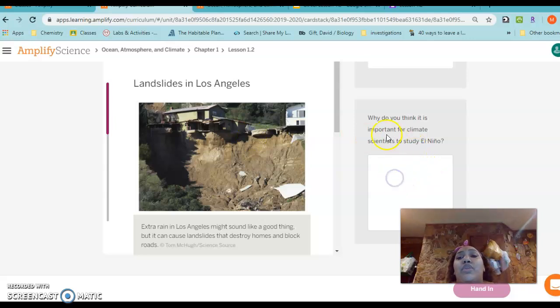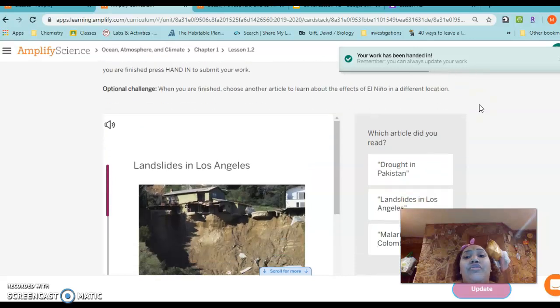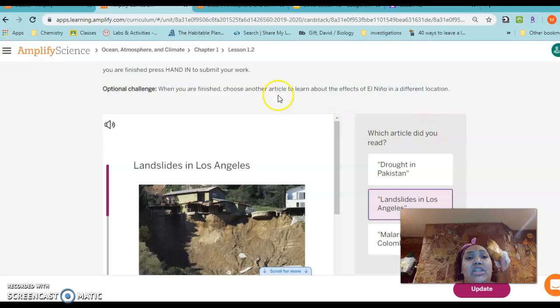You're also going to answer the question, why do you think it's important for the climate scientists to study El Nino? You're going to write your answer. Ms. Jackson's going to write the word answer. And remember to hand it in. Okay, for extra credit, also remember to choose which article you read so I know what to look for your annotations. For extra credit, you can read about more than one article.